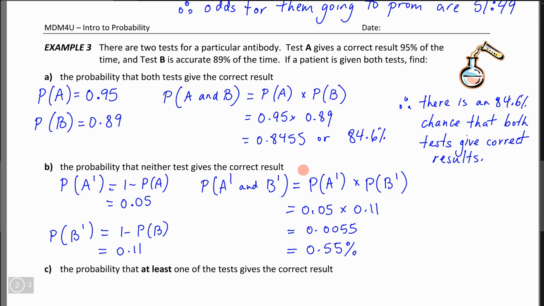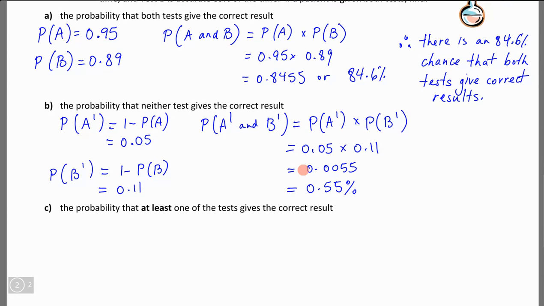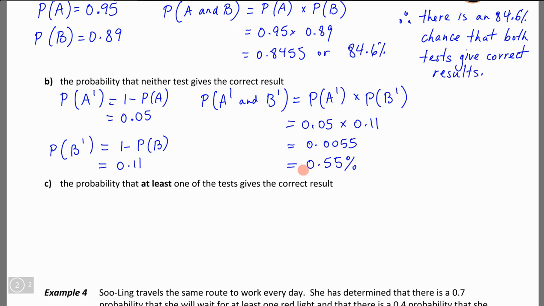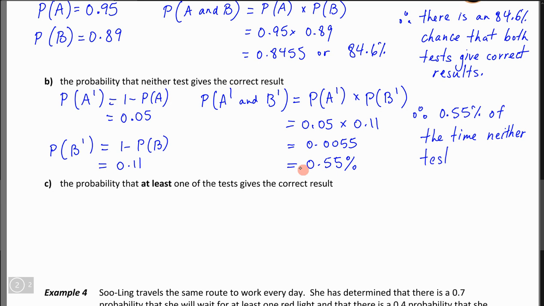Okay, so there's a 0.55% chance that neither test gives the correct results. Now let me write that concluding statement. Therefore, 0.55% of the time, neither test gives the correct result.